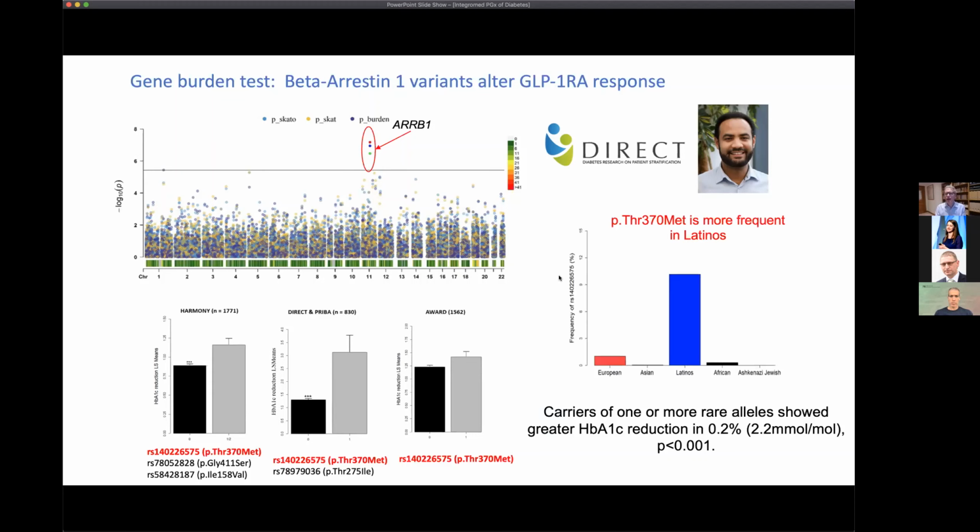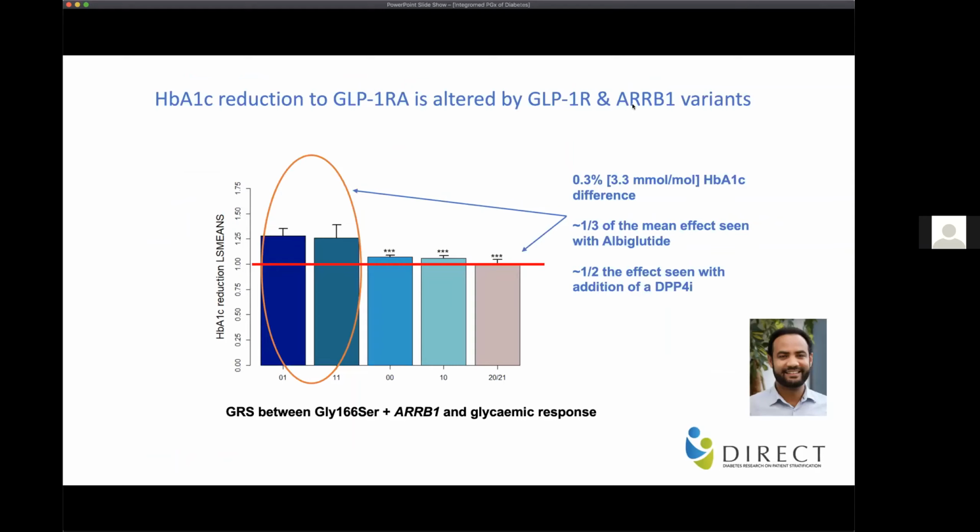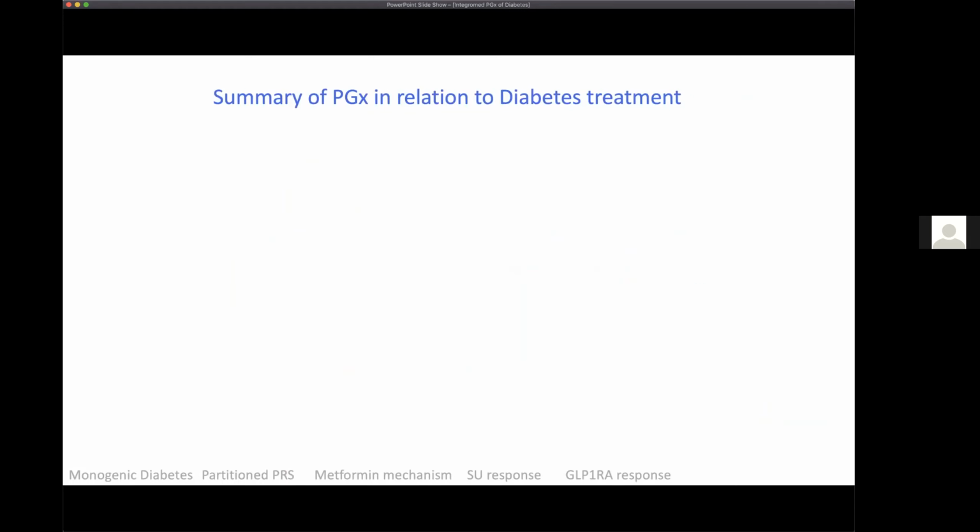These are relatively rare variants in Europeans, but these variants are much more common in Latinos, so we may expect this to explain a much greater response to GLP-1 receptor agonists in Latinos. And when we combine our arrestin beta 1 variants with the GLP-1 receptor variants, you can see that we're explaining about a 0.3% difference, or about a third of the overall effect of albiglutide, which is what we're looking at here, a GLP-1 receptor agonist. About a third of that response can be explained by these genetic variants.